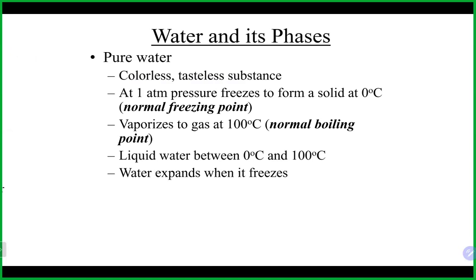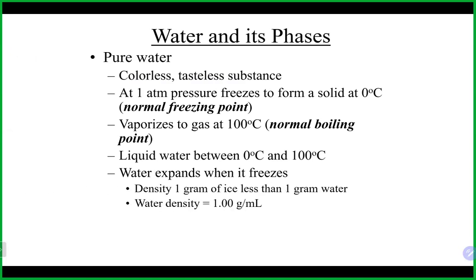So let's talk a little bit about water. Water is colorless, tasteless. Water's normal freezing point is 0 degrees Celsius. Its normal boiling point is 100 degrees Celsius. And anywhere between 0 and 100 degrees Celsius, we have liquid water. Remember, as we talked about in the specific heat chapter, liquid water has a relatively high specific heat, about 4.184 joules per gram per degree Celsius, or 1 calorie per gram per degree Celsius.